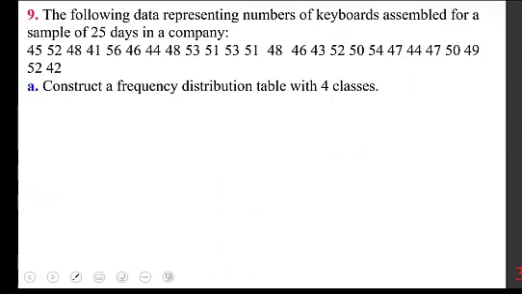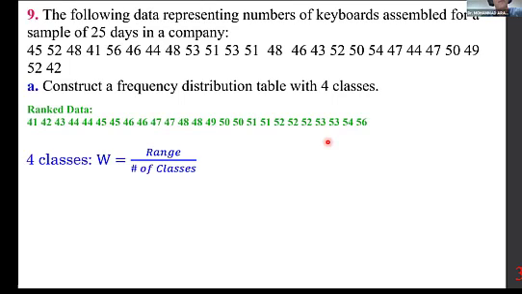The following data represents numbers of keyboards assembled for a sample of 25 days in a company. 45, 52, 48, 41, 56, 46, 44, 48, 40, 53, 51, 53, 51, 48, 46, 43, 52, 50, 54, 47, 44, 47, 50, 49, 52, 42. Construct a frequency distribution table with 4 classes. Let us rank the data.